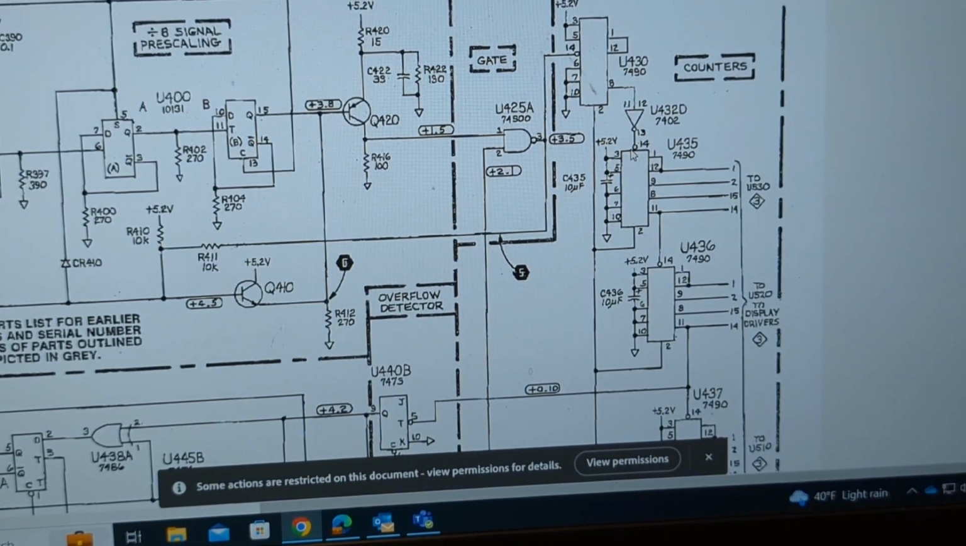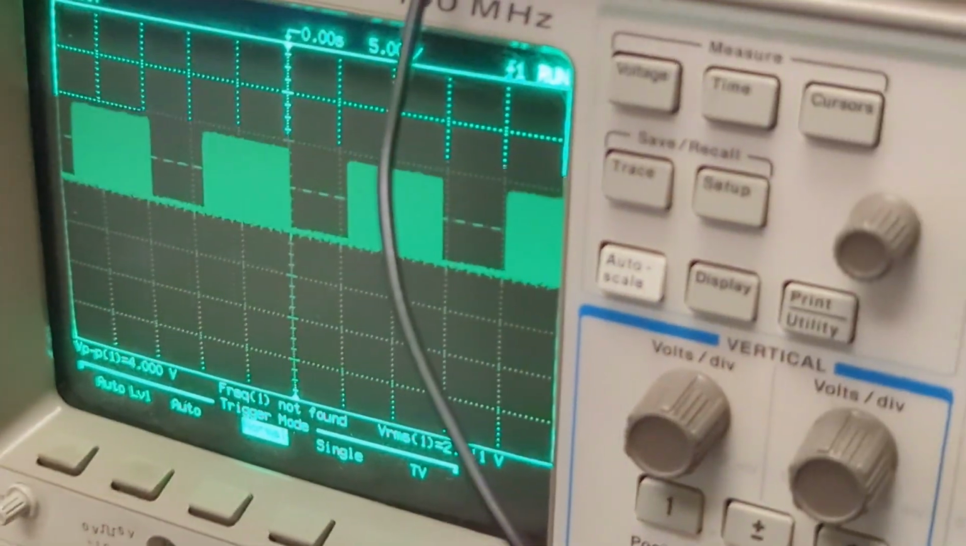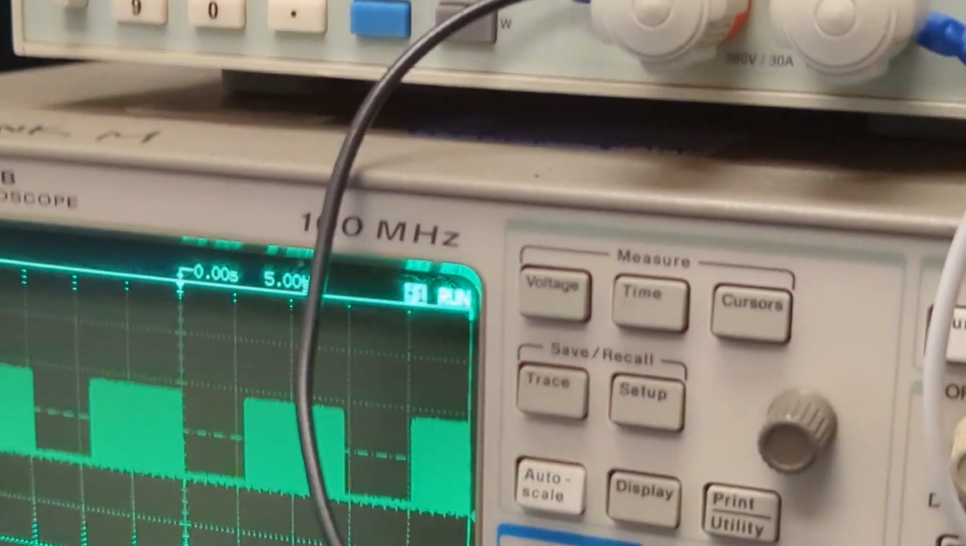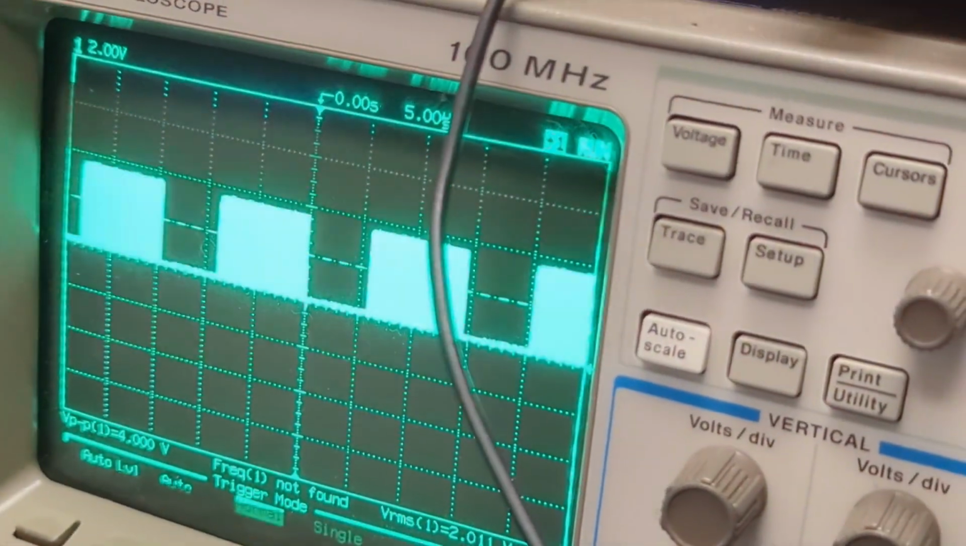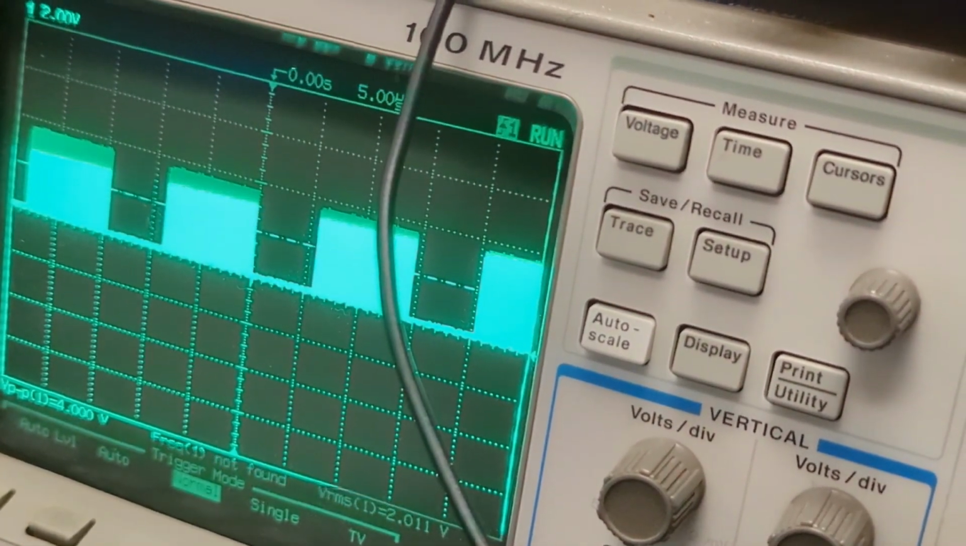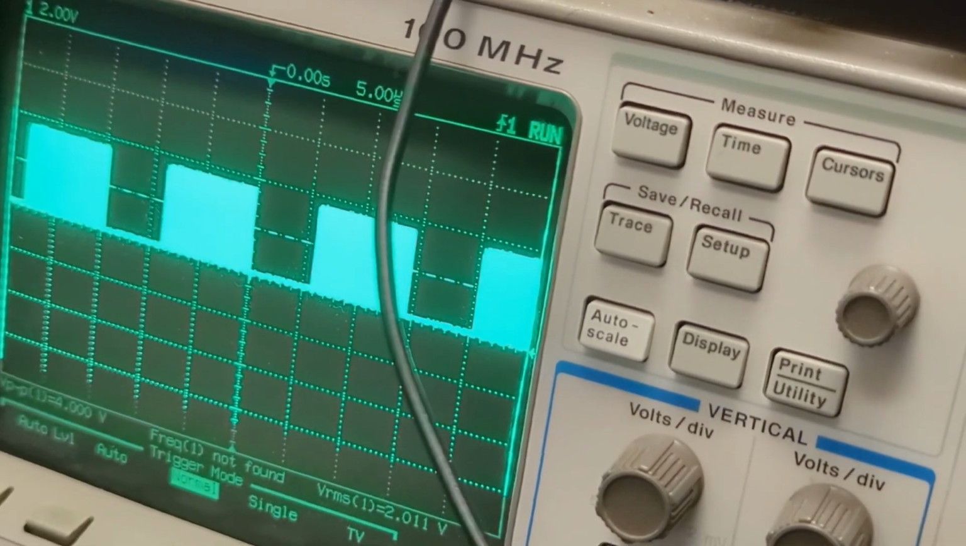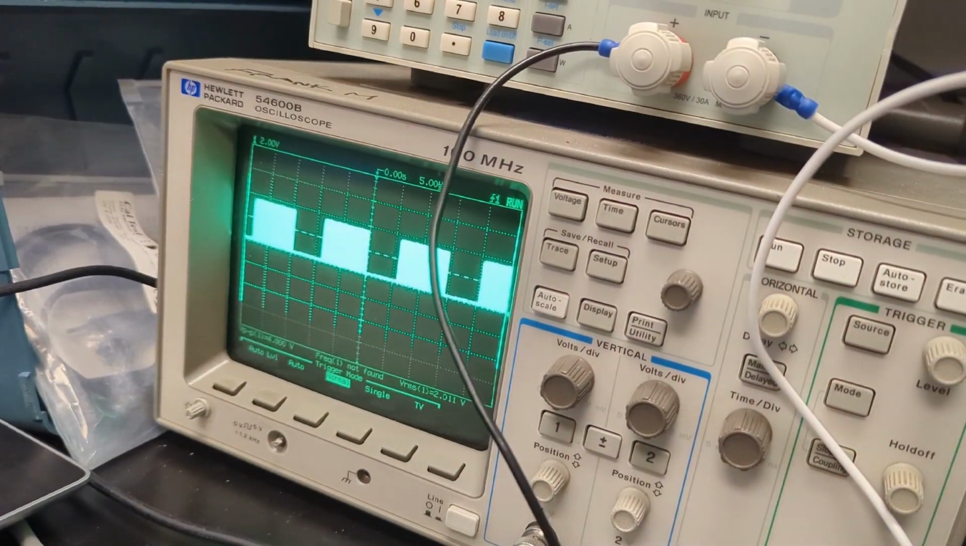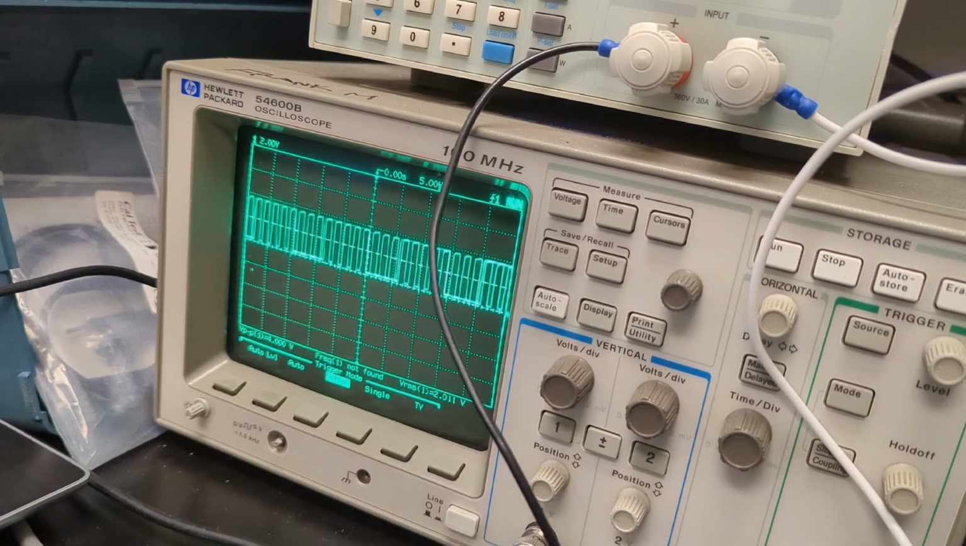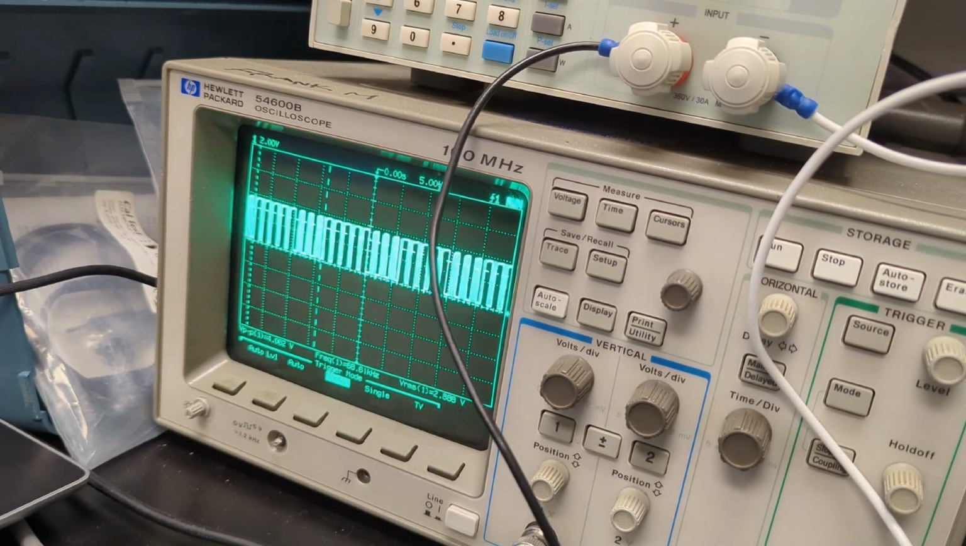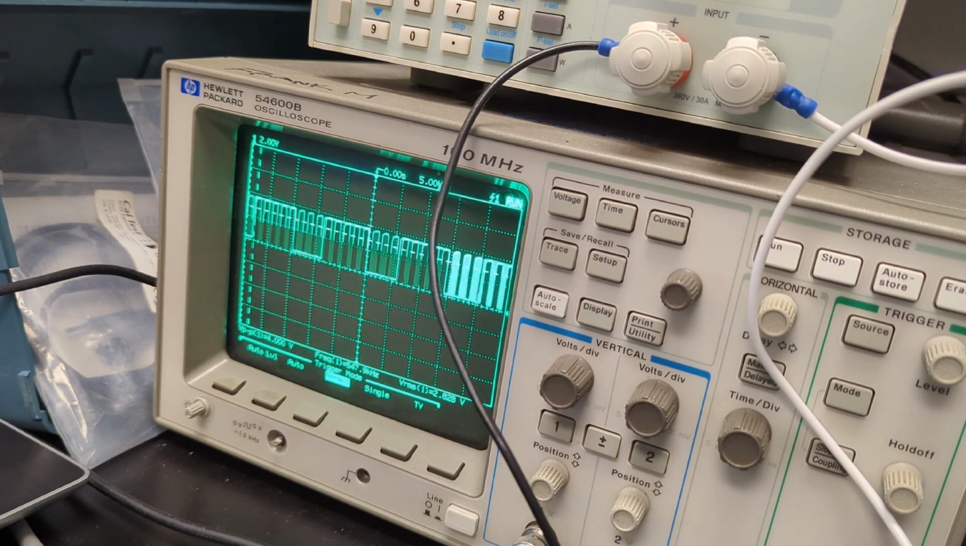So let's take a look there. Sorry, bear with me while I direct the camera to the scope. I apologize, I need a better rig for this, but that should do. We'll probe the signal in a second. This is pin 14. So that is the poorly triggered clock input to U435. All right, so that's there.